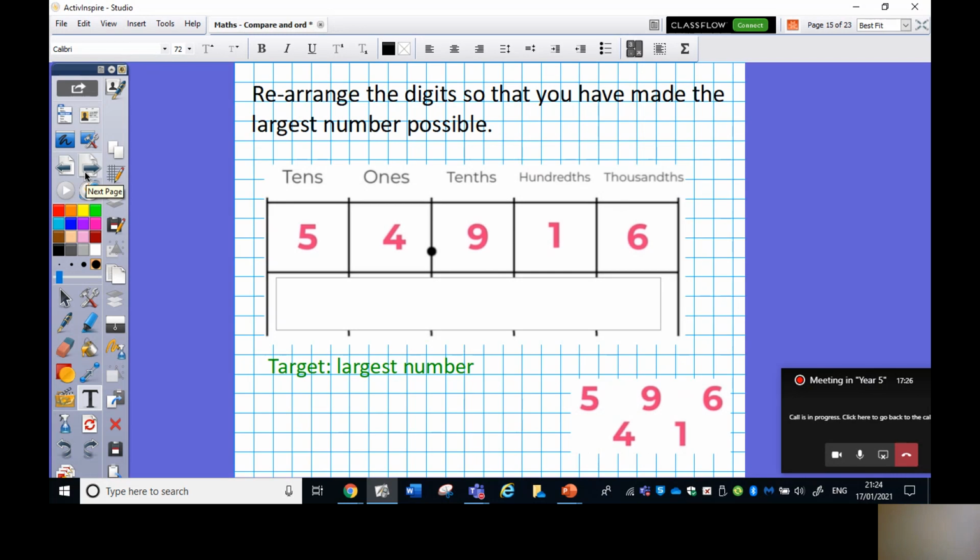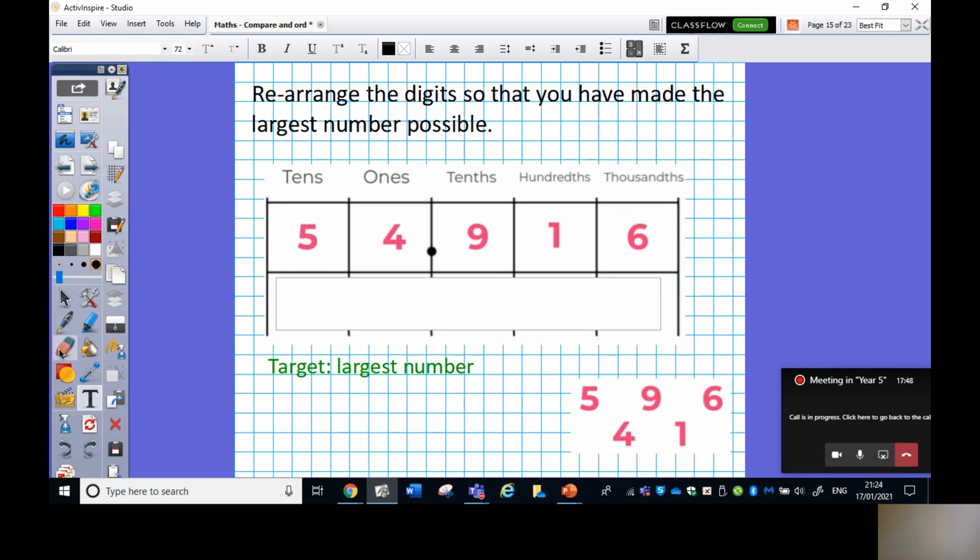Can you please rearrange the digits so that you've made the largest number possible? What changes would you make so that you could have the largest number? So press pause and make those changes. Press unpause and we'll check your answer.